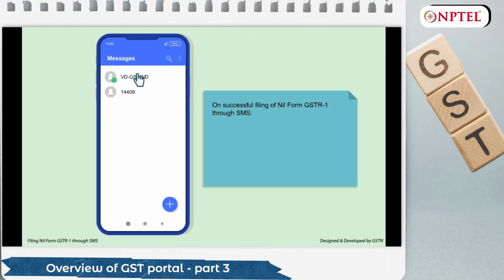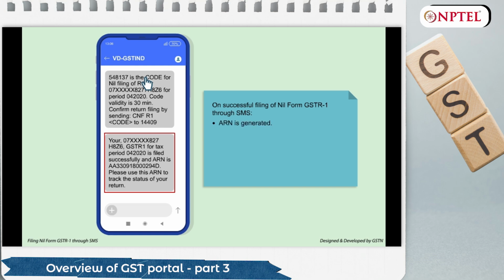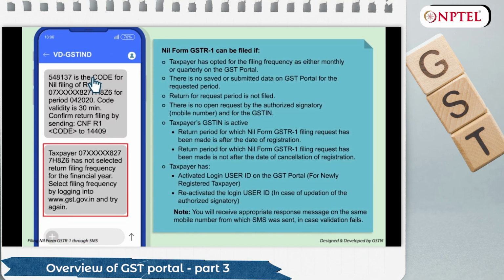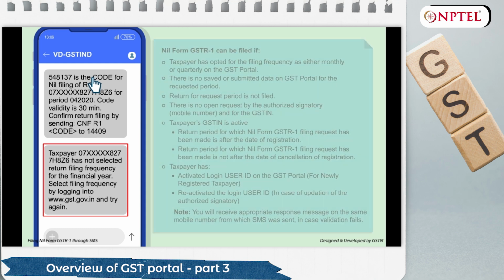Once the code is successfully sent, you will receive an ARN on the same mobile number and registered email ID of the authorized signatory, intimating successful NIL filing. If you are not eligible to file a NIL Form GSTR-1, you will receive an appropriate response message on the same mobile number from which the SMS was sent.